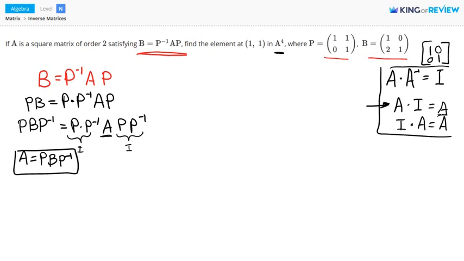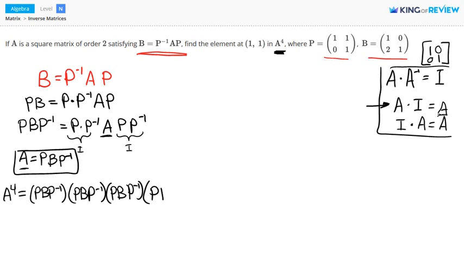Now remember, up here, we wanted A to the power of 4. So this means A to the power of 4. This means matrix A, this here, times itself 4 times. So we have P, B, P inverse times P, B, P inverse times P, B, P inverse, and one more, P, B, P inverse. So this is A to the 4th power expanded.